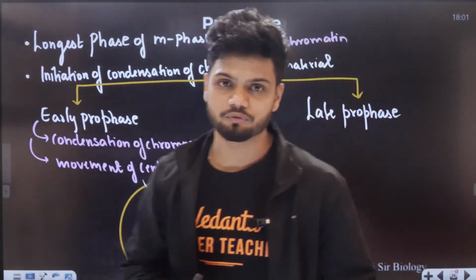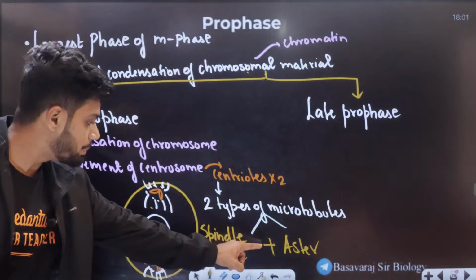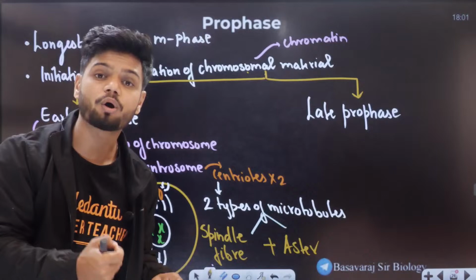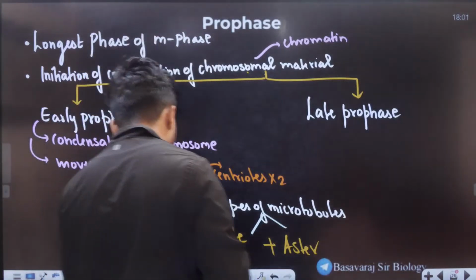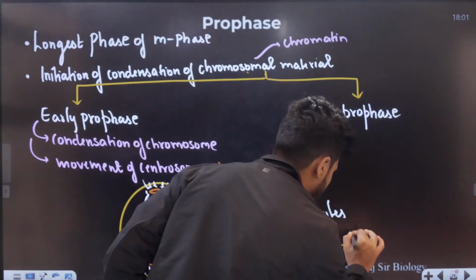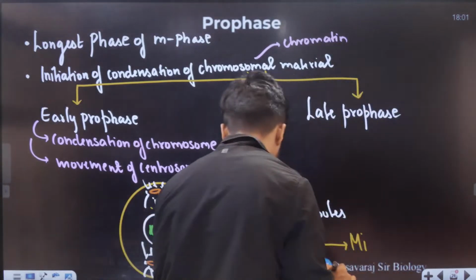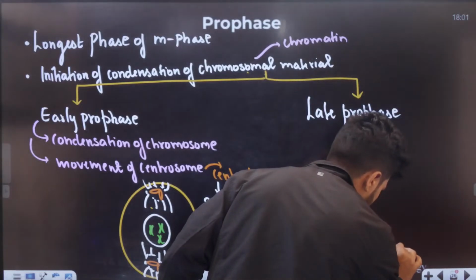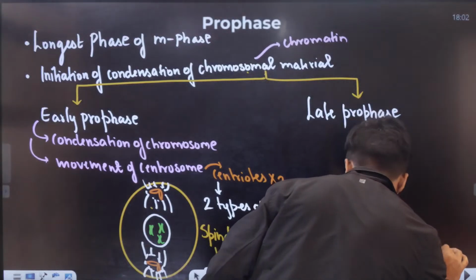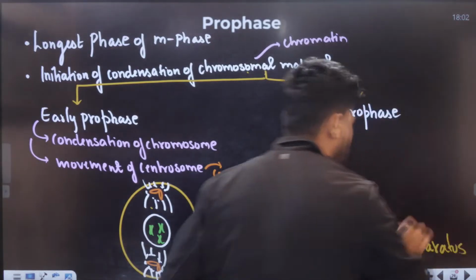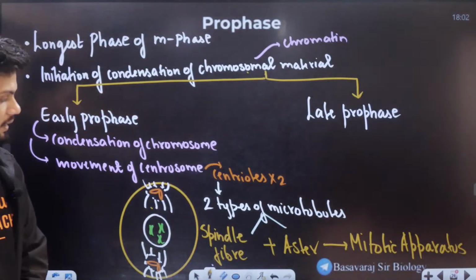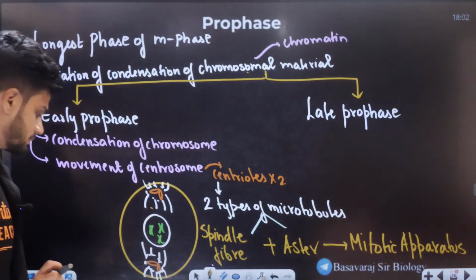Now, understand very carefully. This aster plus spindle fiber, together they are called the mitotic apparatus. They are called what, students? Mitotic apparatus. Clear, all of you? Is this clear? Yes, it is clear.